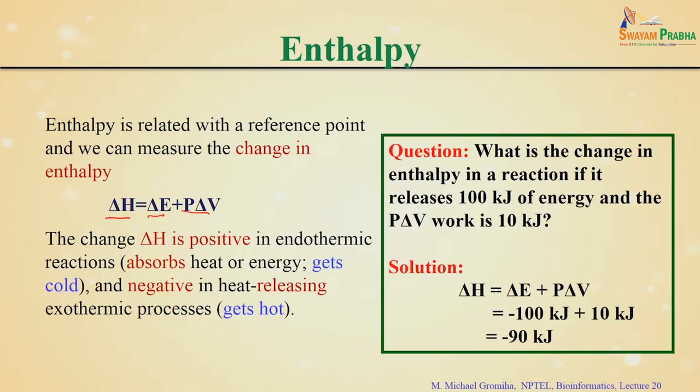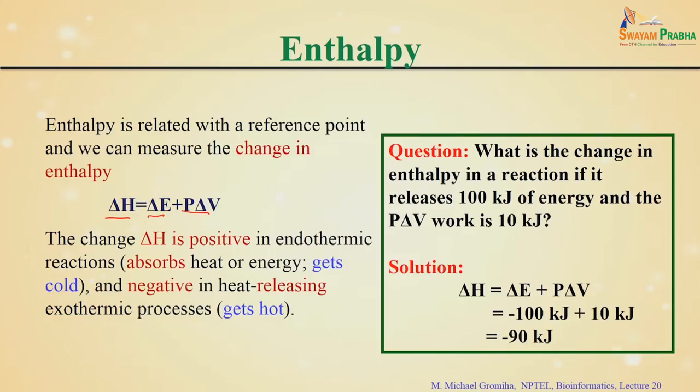If delta H is positive, what does it mean? It is an endothermic reaction, it absorbs heat, and because of this absorption of heat the environment gets cold. If it is negative, there is a heat releasing process, this is an exothermic process, and in this case the environment gets hot.